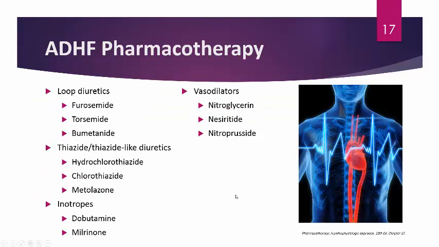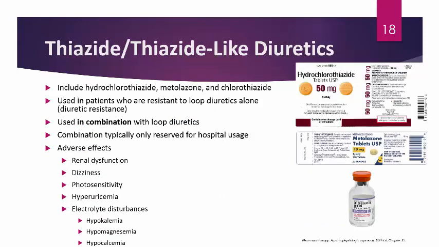The next class of pharmacotherapy in terms of ADHF that we're going to talk about are the thiazide and thiazide-like diuretics. And these include hydrochlorothiazide, chlorothiazide, and metolazone. These agents are typically used in patients who are resistant to loop diuretics alone. This phenomenon is also known as diuretic resistance.